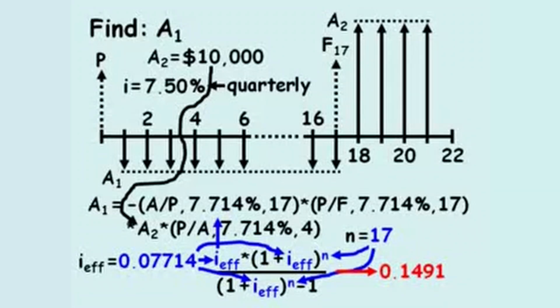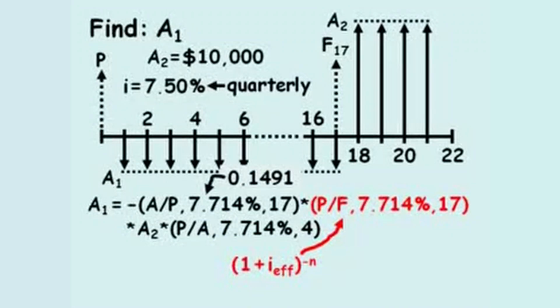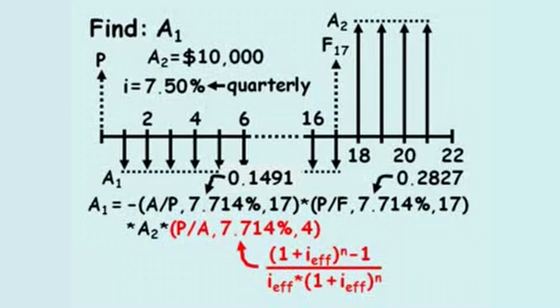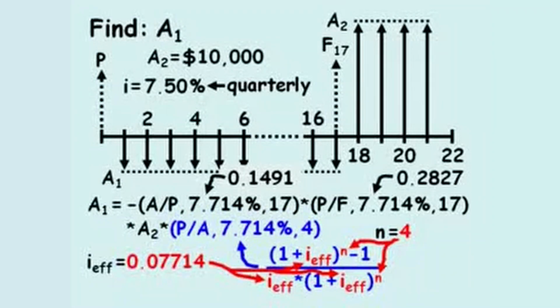Next, we'll compute the second discount factor, and after we plug in the known variables, we compute 0.2827. The third discount factor is again computed by substituting in the effective interest rate and variable N, and we get 3.3333.